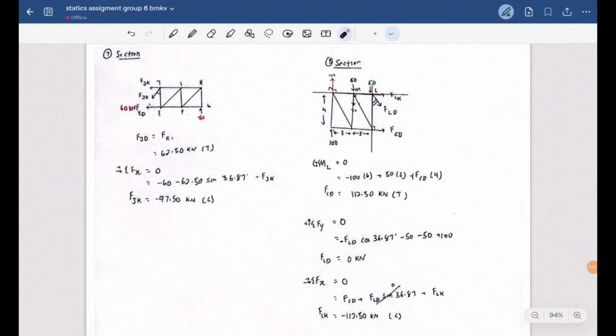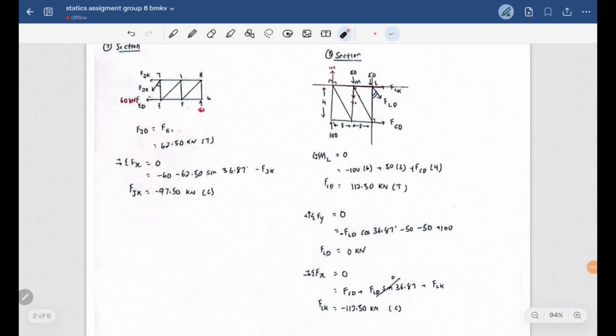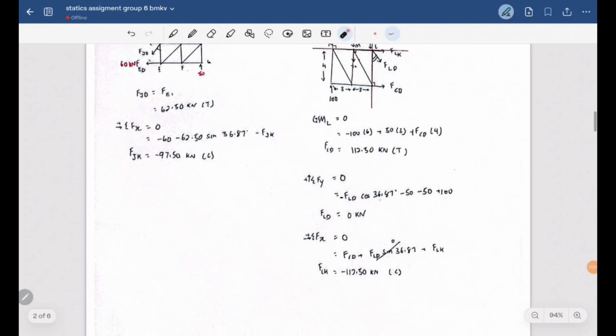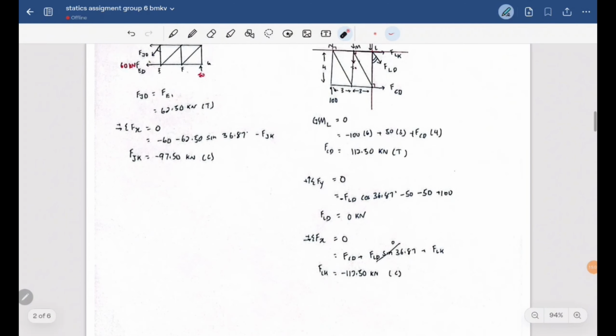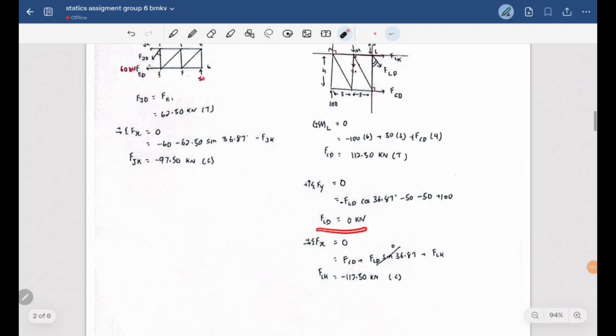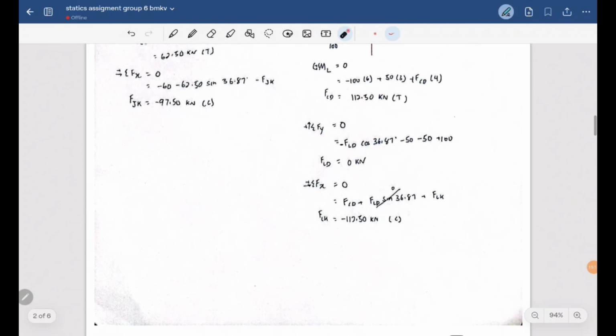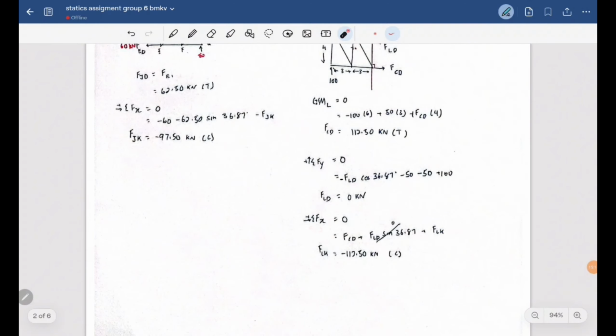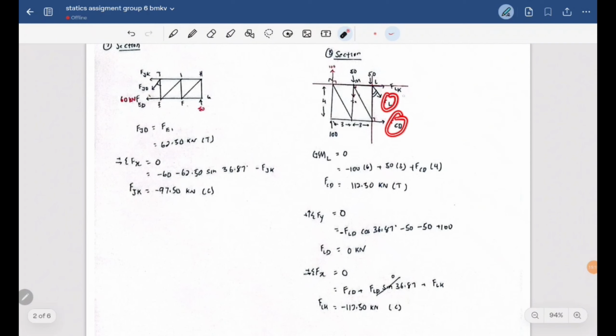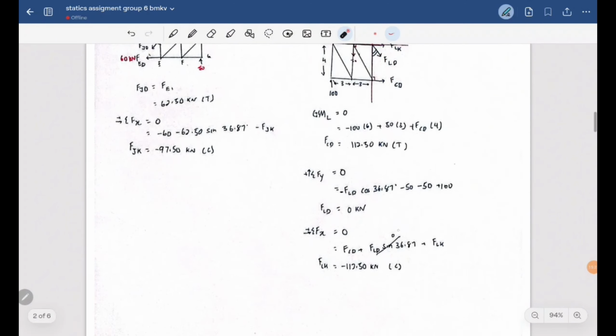Okay, for total Fy equal to 0, we have FLD cos theta, 50, 50, and 100. So put it into this equation. We got FLD equal to 0 kN. Okay, for total Fx, we have FCD, FLD sin theta, and FLK. And we know FLD equal to 0, just cross it out.